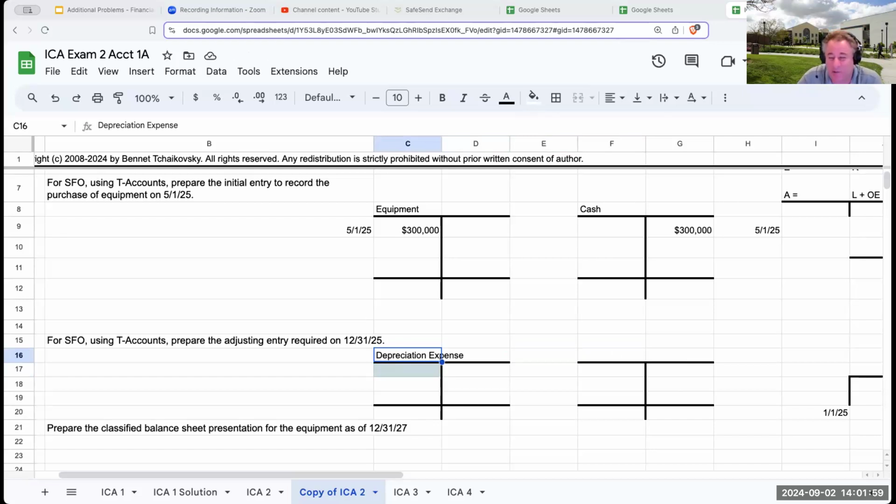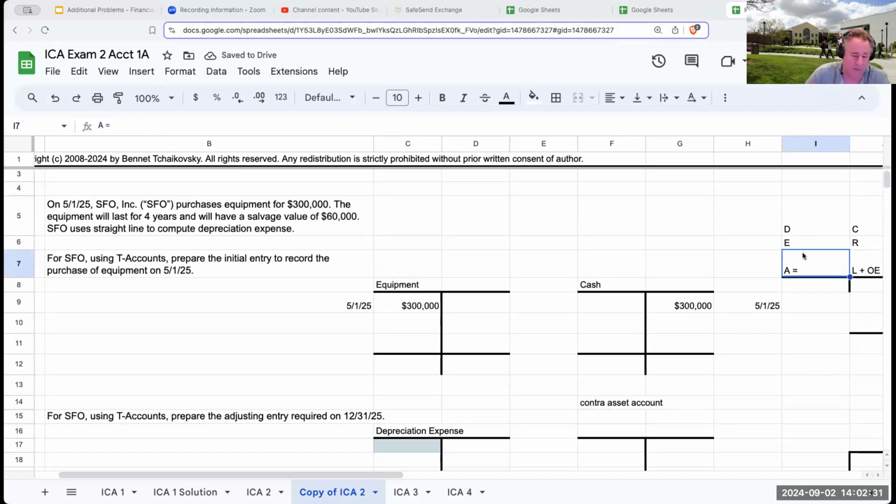But if you were to do that, we would get the incorrect answer. Because equipment has physical substance, it's physically there. What we have to do is record the expense, but we're going to show the use of that equipment in something we call a contra asset account, meaning that it's going to have a credit balance. So contra assets typically have debit balances, but this is going to be a contra asset account, and we're going to call this accumulated depreciation.